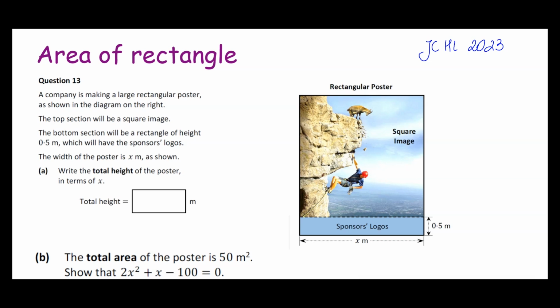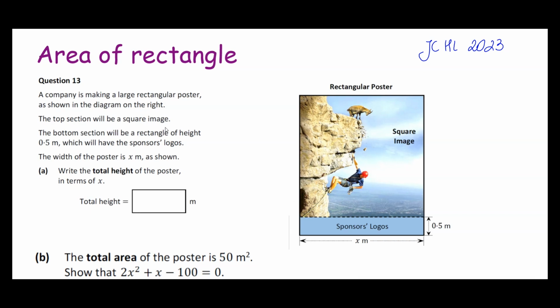Rectangle. Let's have a look at this shape. A company is making a large rectangular poster as shown in the diagram on the right, and we can see the poster. The top section will be a square image. So this on top is square. That means every side has the same length.